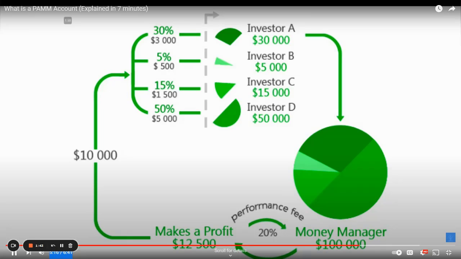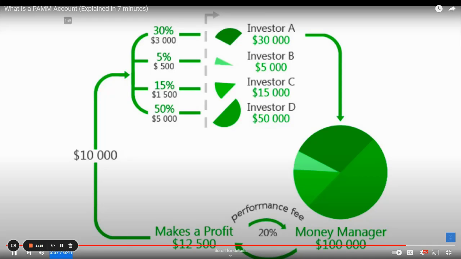And finally, we have investor D, which has $50,000. That makes up 50% of the overall PAM account, the pooled money, or what we call the master account. And 10% of $50,000 is $5,000. So each of the investors had a return on their investment of 10%. They all equally got the same percentage, but based off of their trading balance, the 10% yielded a different profit, i.e., 10% of $30,000 is $3,000, and so forth and so on.